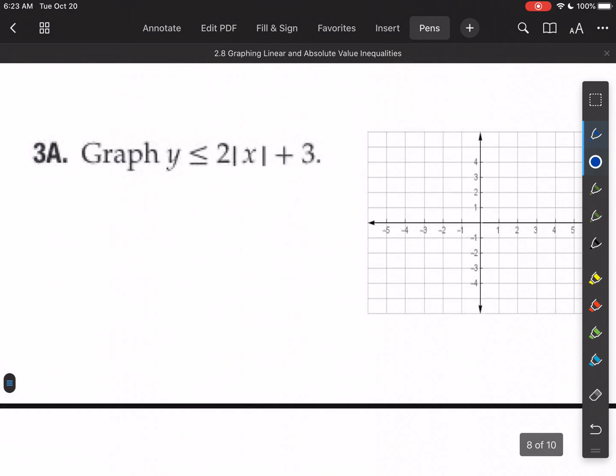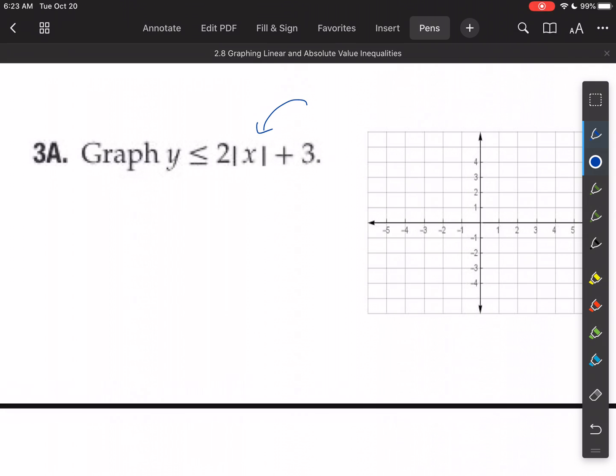It says graph y is less than or equal to 2 times the absolute value of x plus 3. Okay, so for this one, what we have to do is we have an absolute value function here, so we need to plug in.